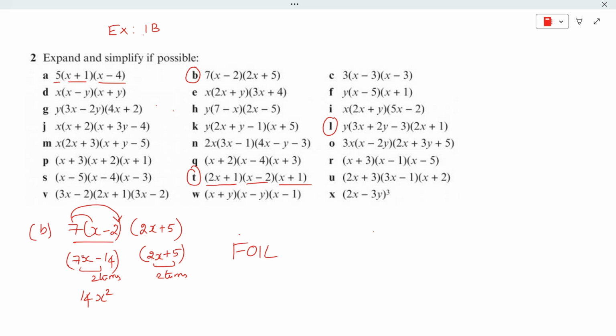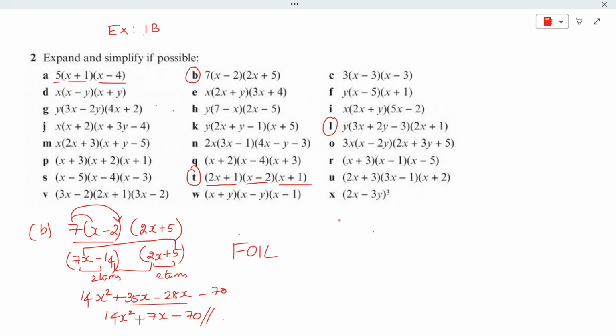Now outer terms. So 7x times 5 is going to be 35x. And the inner term, minus 14 times 2x is minus 28x. Last term, minus 14 times positive 5 is minus 70, isn't it? So now when I combine and simplify the like terms, 35x minus 28x will become plus 7x minus 70. So this is your answer.